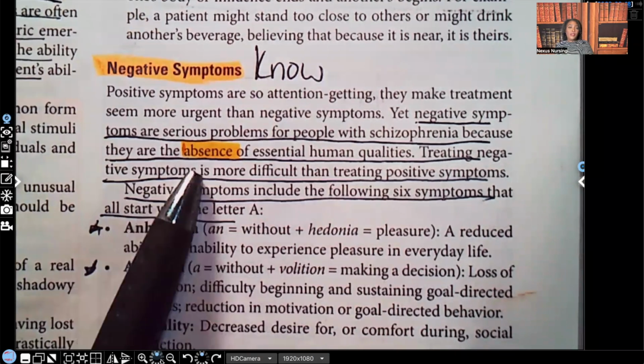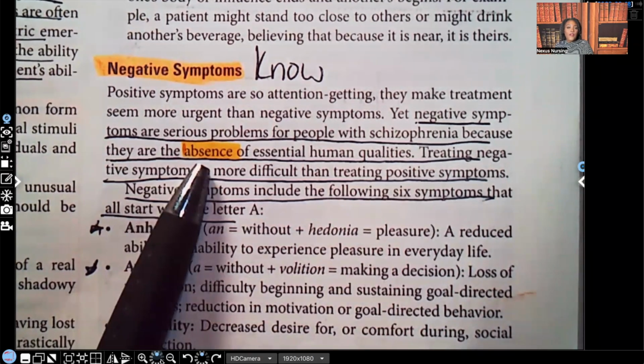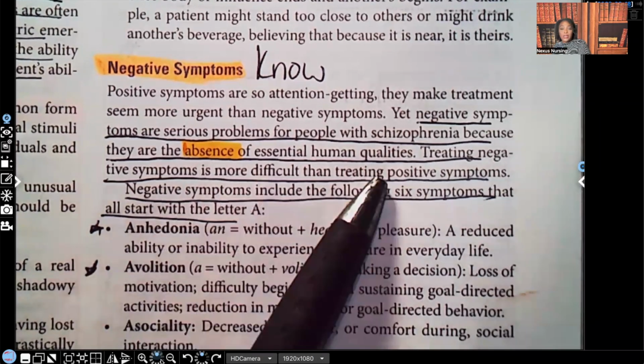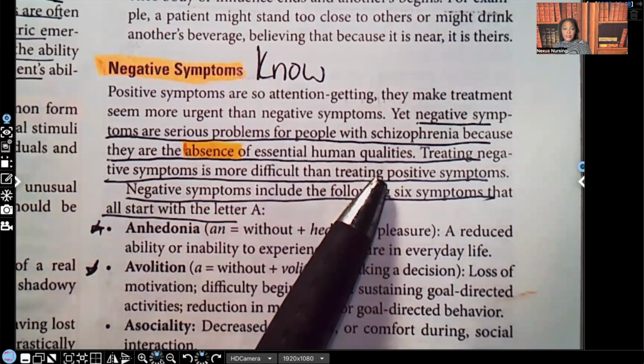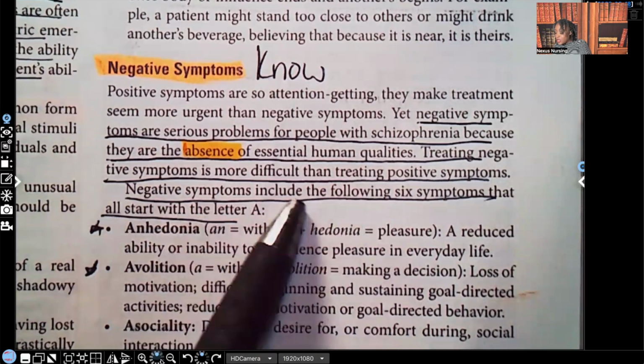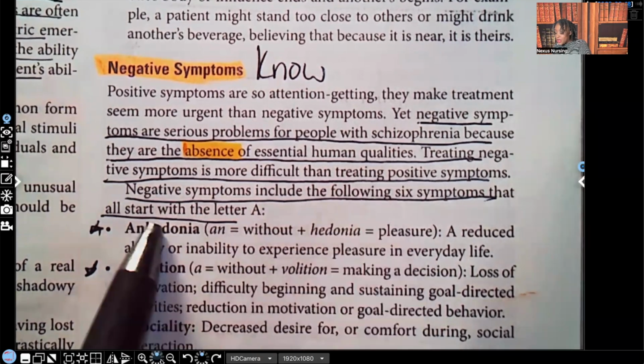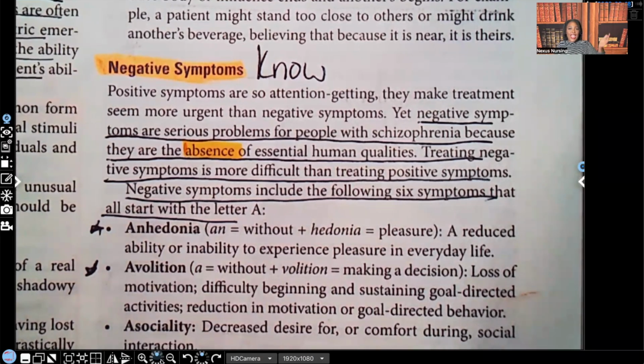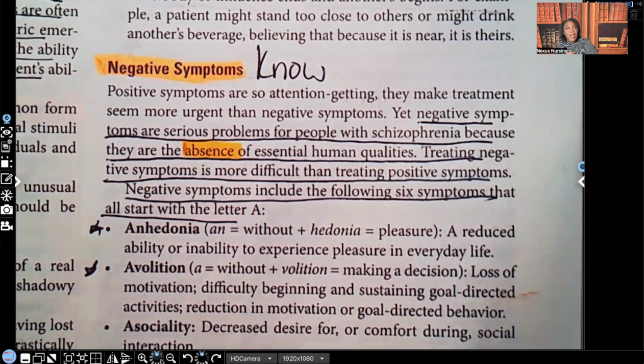So negative symptoms are the absence of human qualities that should be present. Treating negative symptoms is more difficult than treating positive symptoms. Positive symptoms are symptoms that the patient has that they should not. Negative symptoms include the following 6 symptoms that all start with the letter A. Why do they all start with the letter A? A means what? Without, to not have. And remember, negative symptoms are to not have what you should have.